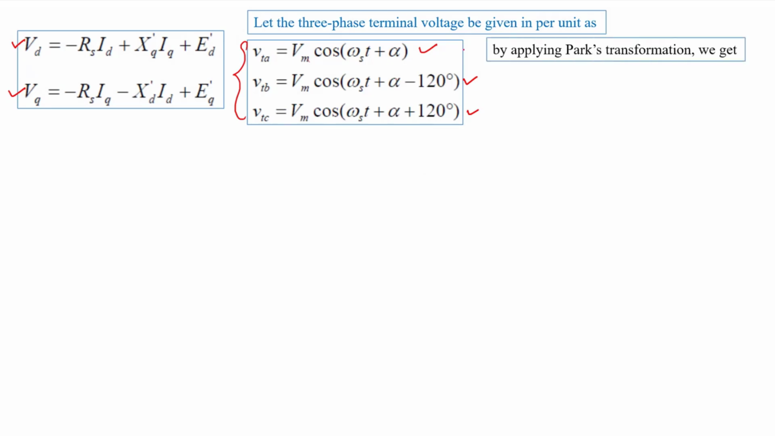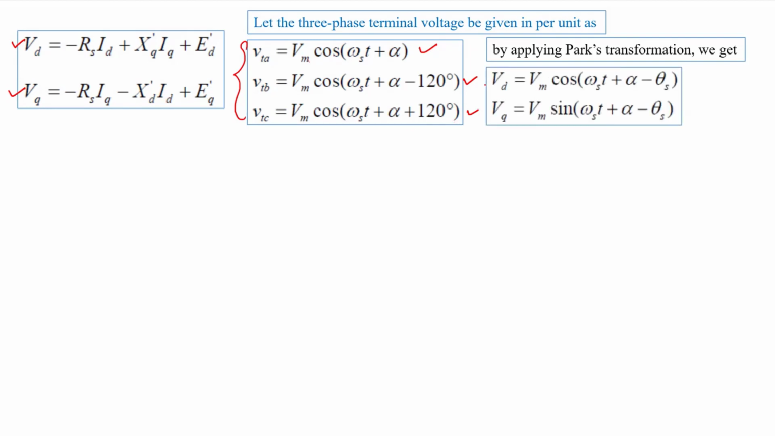Then if we apply Park's transformation on these three-phase voltages, we'll get the d-axis and q-axis voltages again, right? That will be VD equal to Vm cos of omega s t plus alpha minus theta s, and VQ equal to Vm sin of omega s t plus alpha minus theta s. So you got these two equations after applying Park's transformation to these synchronous terminal voltages, right?